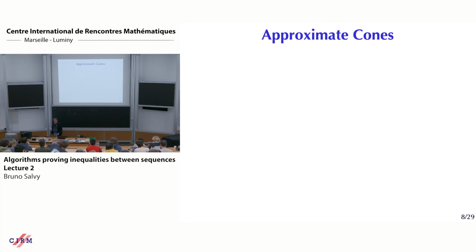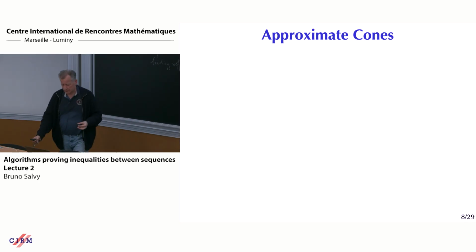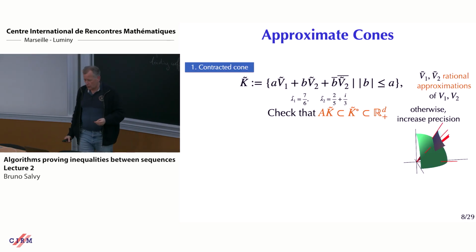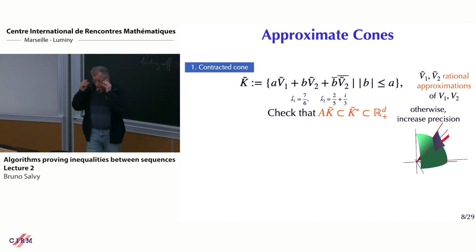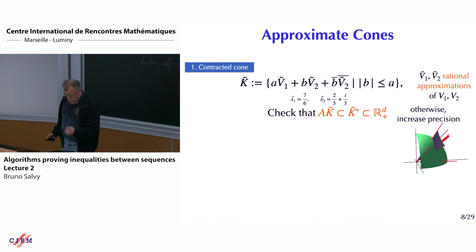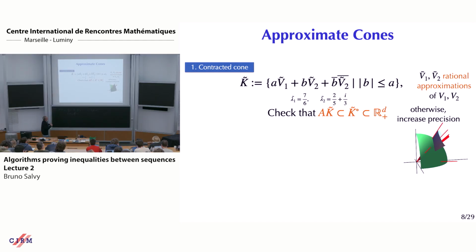How do we do this? We just take not the exact cone, but an approximate cone. All of this is in an open set, so we have some freedom. We change the vectors. So this V1 tilde, V2 tilde are constructed from these approximations. 7/6, it's an approximation for the previous lambda 1, and this is an approximation for the lambda 2.